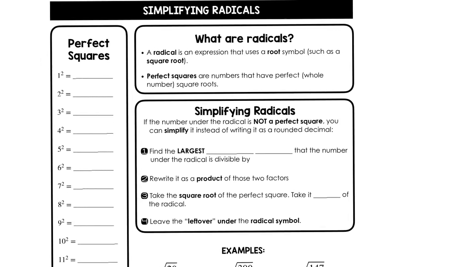So this is saying at the top, it's just defining a radical. A radical is an expression that uses a root symbol. Like I said, the most common kind of root is a square root, but there are many other roots as well. So vocabulary-wise, it's important to know what perfect squares are. Perfect squares are numbers that have whole number square roots.